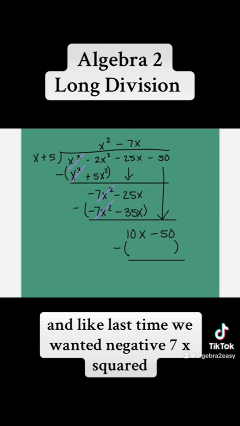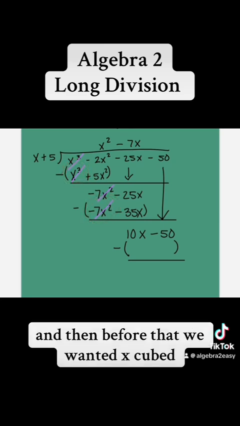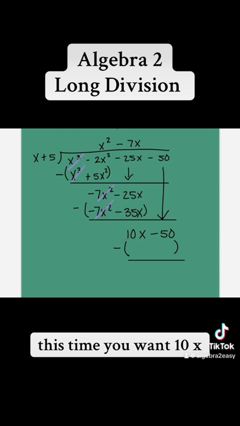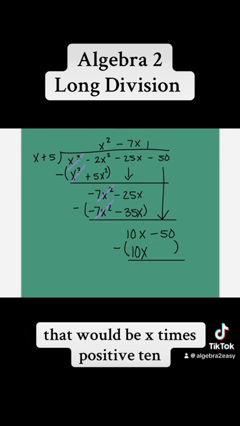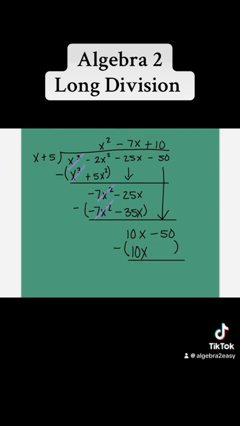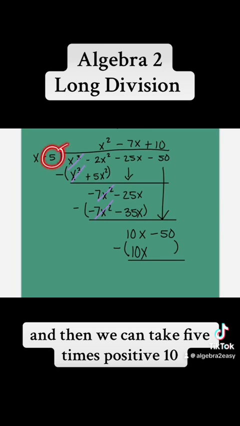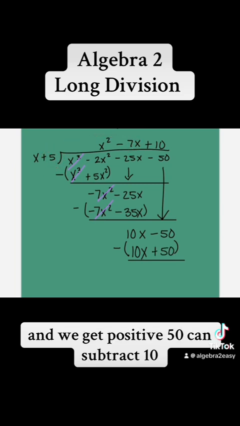And like last time, we wanted negative 7x squared. And then before that, we wanted x cubed. This time, you want 10x. Now we ask ourselves, x times what would give me 10x? Well, that would be x times positive 10. And then we can take 5 times positive 10, and we get positive 50.